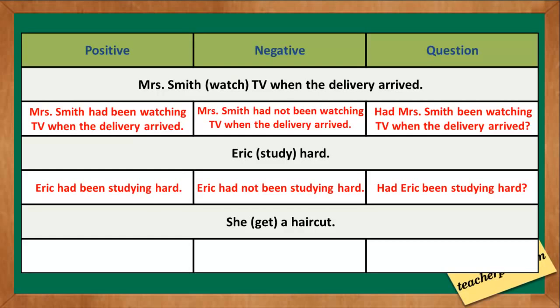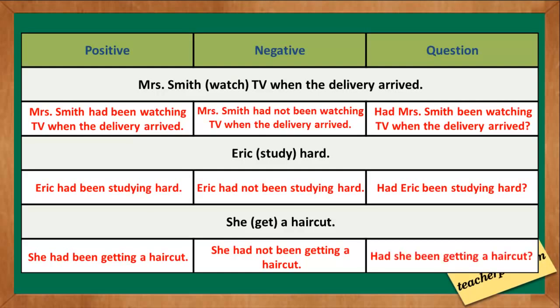The last one. She got a haircut. Get is the verb. The correct positive statement is she had been getting a haircut. The negative statement is she had not been getting a haircut. And the question is, had she been getting a haircut? Did you get it right?